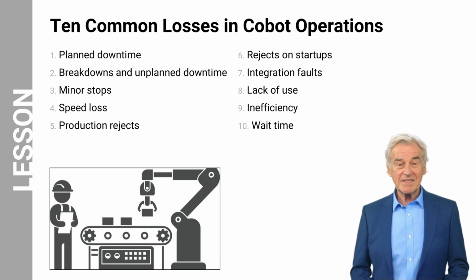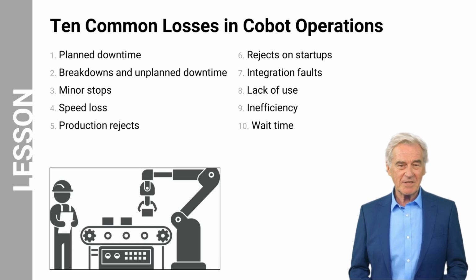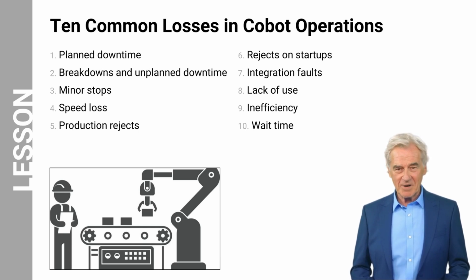Let us now discuss the 10 common losses that are specific to collaborative robots applicable to EV manufacturing. To optimize robotic operations, it's essential to recognize these losses, as these inefficiencies can hinder overall performance and productivity. They are planned downtime, breakdowns and unplanned downtime, minor stops, speed loss, production rejects, rejects on startups, integration faults, lack of use, inefficiency, and wait time. We will look at each of these losses in detail as we proceed through this lesson.